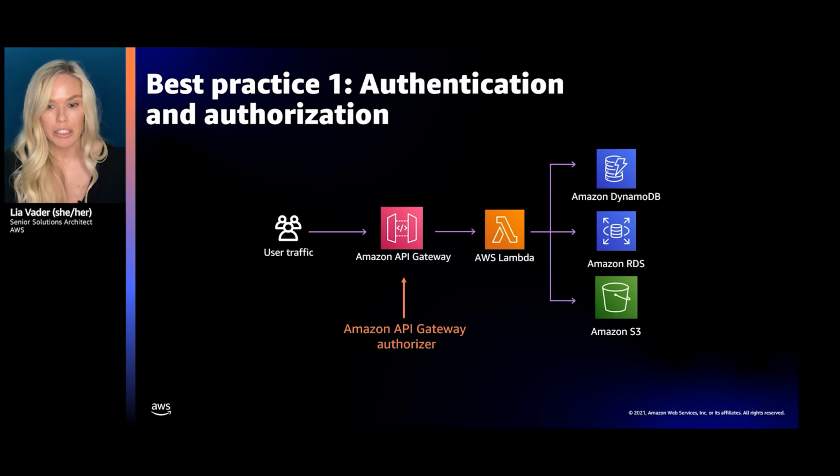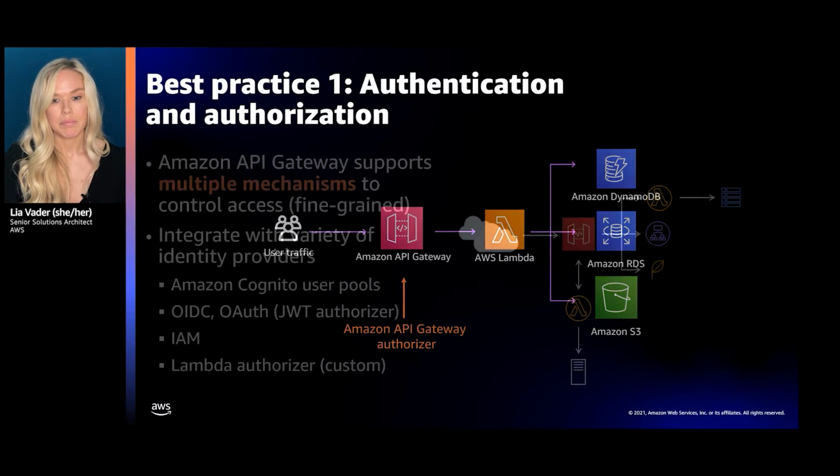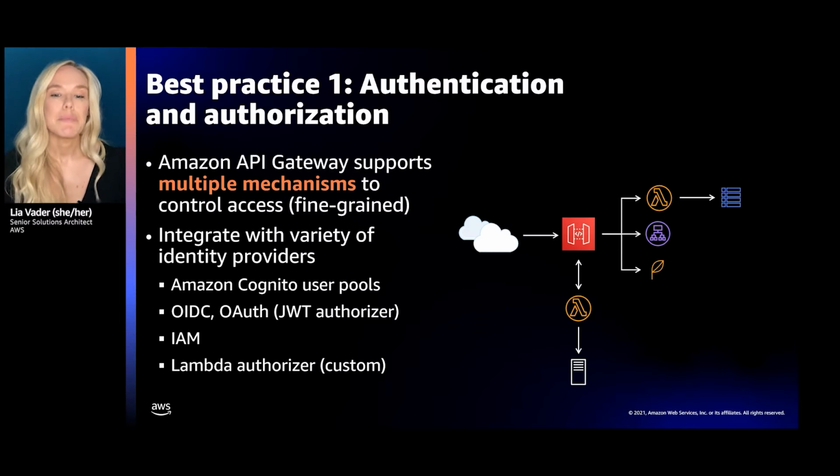So our first stop in our architecture is to look at authentication, authorization, and API Gateway. API Gateway has multiple mechanisms to control and manage access to your API. It provides fine-grained authorization, as granular as authorizing decisions per caller at the combination of unique per path or per method level. And you have a few options for identity providers.